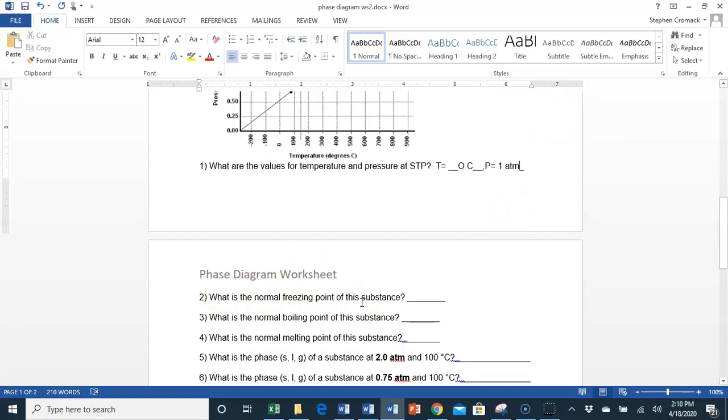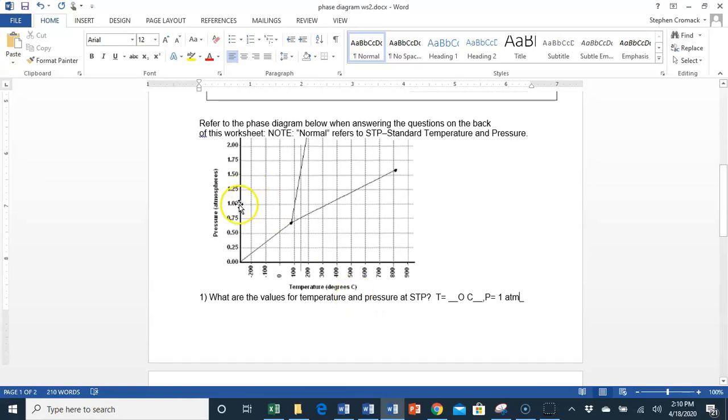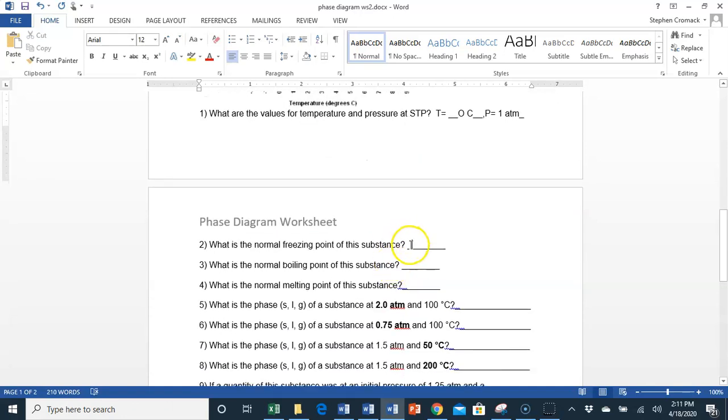Then we're going to go down, so we want to know what the normal freezing point is of that substance. So at 1 atmosphere, when is the substance going to change from a solid to a liquid? So we can go to our 1 atmosphere line, follow that across, and that intersects at right about 100 degrees Celsius. So the freezing point is going to be 100 degrees Celsius, and then the melting point, which is a question later on, is also 100 degrees Celsius.